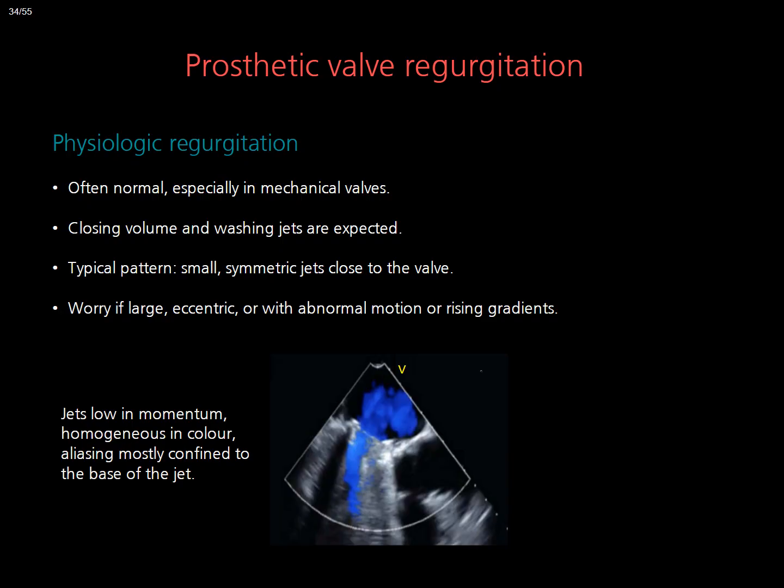Small degrees of regurgitation are often normal in prosthetic valves, especially mechanical valves. You typically see a brief closing volume and small hinge leakage jets, sometimes called washing jets. These washing jets are part of the design and help reduce stasis and thrombus risk around the occluders. They are low momentum and stay close to the valve, with aliasing confined near the origin. If the jets are larger, eccentric, or associated with abnormal motion or rising gradients, think pathological regurgitation, and look carefully for paravalvular leak.